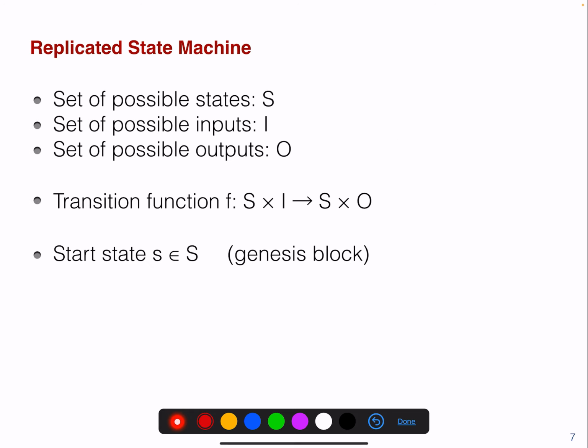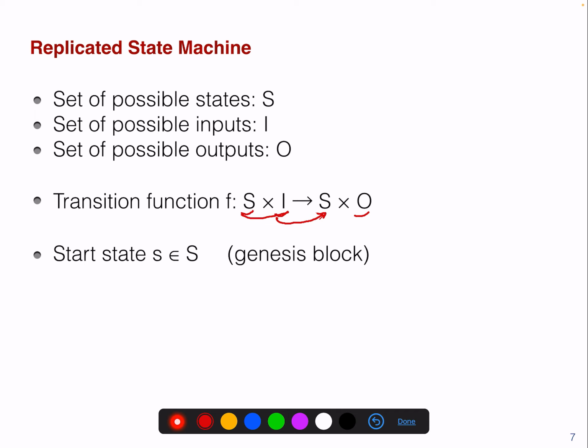Now, a replicated state machine can be modeled as follows, right? So you have a possible set of states that we denote as S. You have a set of possible inputs I, and a set of possible outputs O. And what you do is you apply a transition function F, right? So you have a state, you apply an input, right? And this basically brings you to a new state with some output, right?